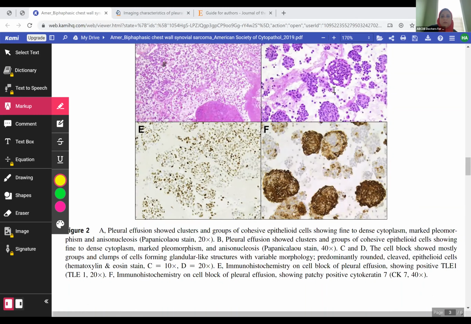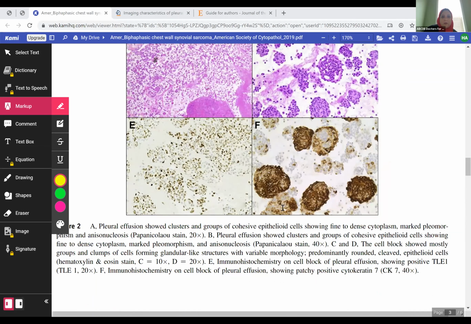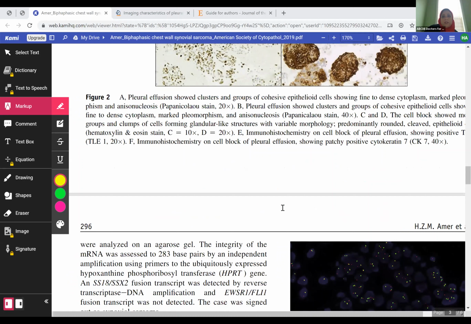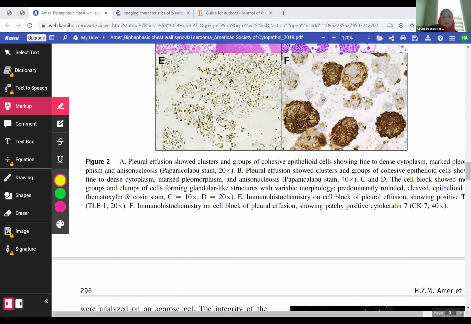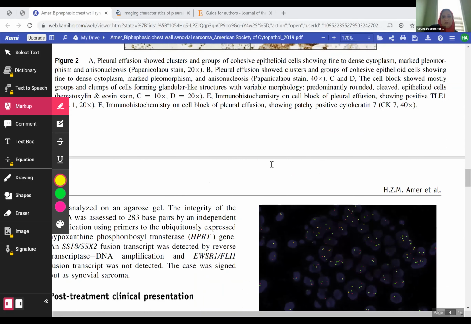Cell block, like I said, looks like histology. So here's what it looks like on lower power, higher power. In pathology, you always like to put a mixture of higher power and lower power. Those together will all be fine. Immunohistochemistry, again, it was positive for cytokeratins. Positive TLE staining, okay?